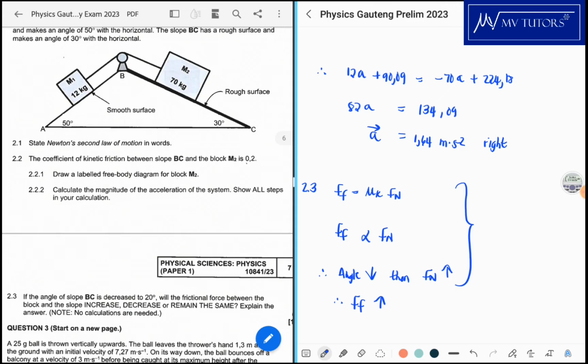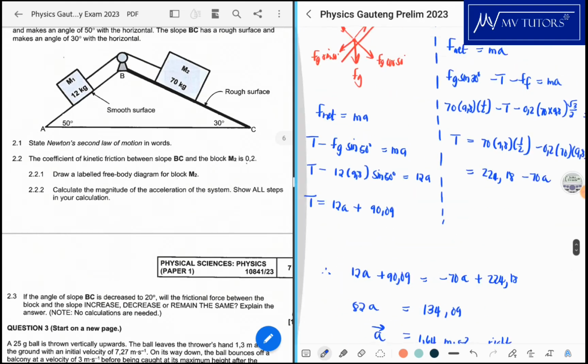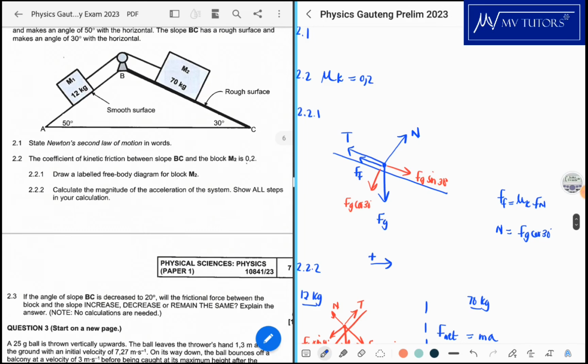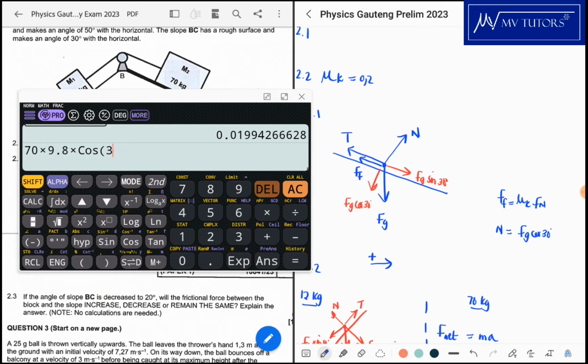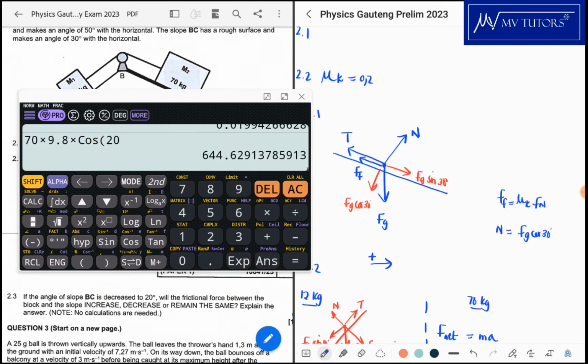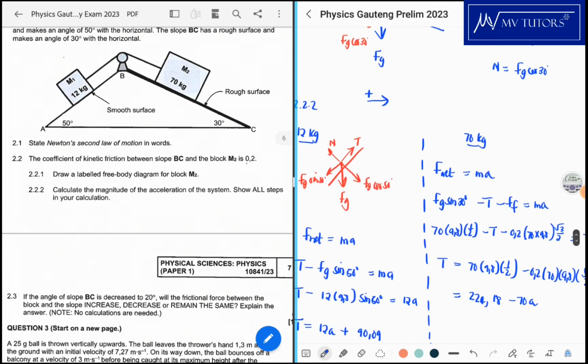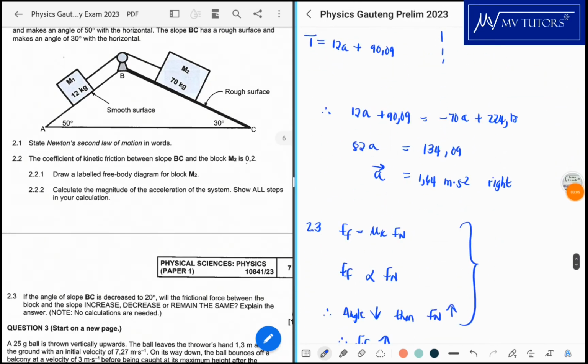Okay, and how do we know that the normal force does increase? Well, if you were to take the normal force, your free body diagram, where is it? There it is. We said that the normal force is equal to Fg cos 30. So we have 70 times 9,8 times cos 30, and that is 594. Now, if we make it 20, let's see, from 594 to 644. So you see that it actually does increase.